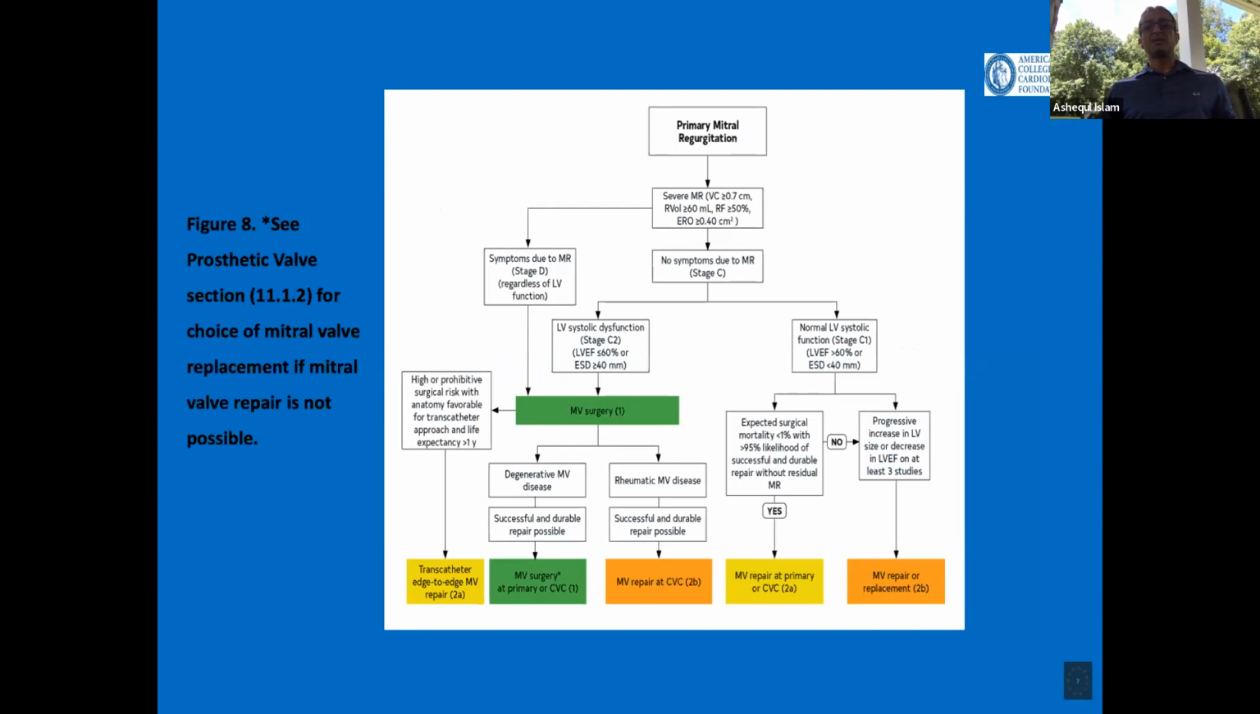If you look at the updated ACC/AHA guidelines, this is for primary MR. Of course, we all know that for primary MR, the best therapy is surgery. Primary MR includes degenerative mitral valve disease. So if a patient has significant symptoms, they should definitely be considered for surgery, regardless of LV function. It doesn't matter whether LV function is lower or higher. If they have severe primary MR and are symptomatic, they should be considered for mitral valve surgery.